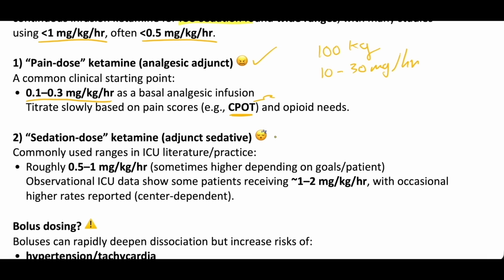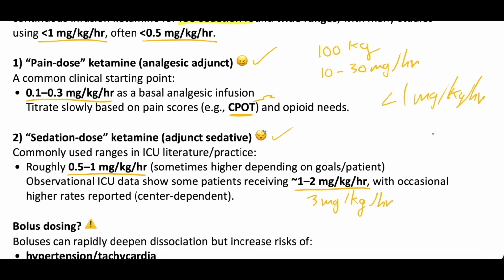Sedation-dosed ketamine, the dose is often commonly thought to be a little bit higher, right? Maybe 0.5 to 1 milligrams per kilogram per hour. Sometimes even higher than that, 1 to 2 milligrams per kilogram per hour. Some rates are even reported to be higher, 3 milligrams per kilogram per hour. The summary here, the thing to put in your head though, is that for pain dose, you're really going to be less than 1 milligram per kilogram per hour.